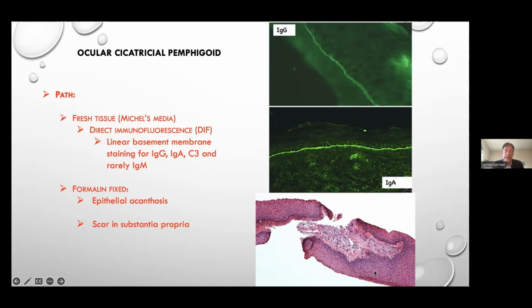Now, I really get on my clinicians about this, because if they take a piece of conjunctiva and stick it in formalin, ship it to me and say, rule out OCP, I'm very quick to point out that A, can't do, B, ocular cicatricial pemphigoid is like a number of autoimmune diseases that one sees, especially in dermatopathology, that exhibits a phenomenon called pathergy.